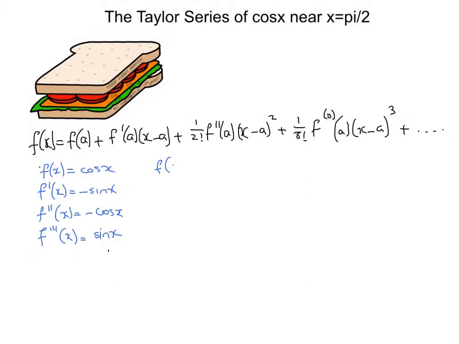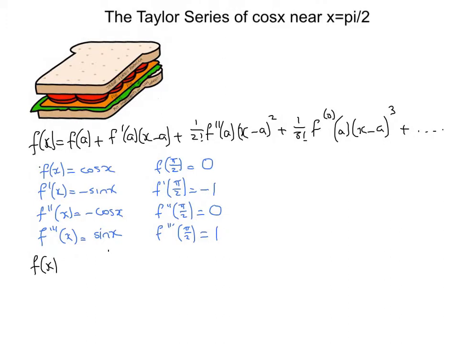So we have f of pi by 2, which is cos of pi by 2, which is 0, and then we have f primed of pi by 2, which is minus sine of pi by 2. Sine of pi by 2 is 1, so that's minus 1. Second derivative, this is going to be 0 again. Third derivative is going to be 1. And now for the bottom of the bread, we're going to put all those ingredients in.